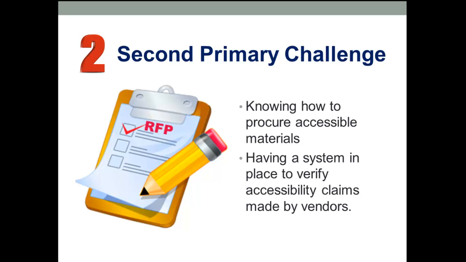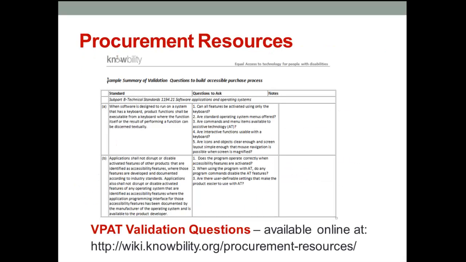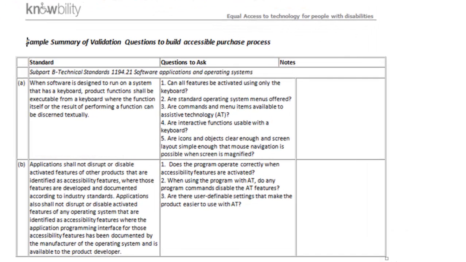The second challenge schools face with accessibility is knowing how to ask for accessible products in procurement and how to verify the accessibility claims that are made by vendors. There are some procurement resources available through Knowbility that schools may find helpful.